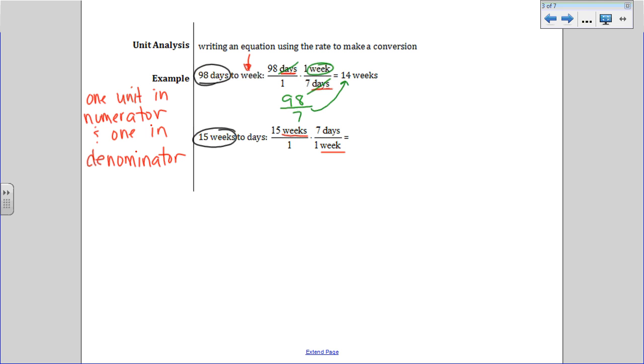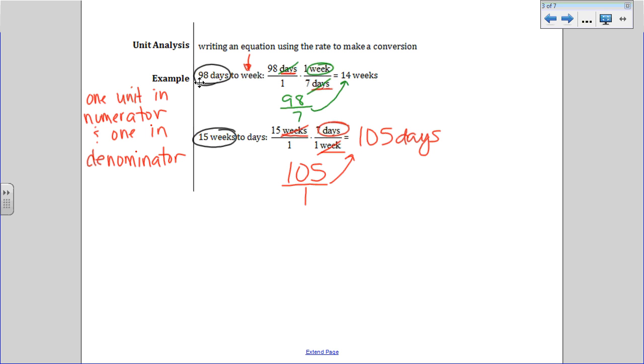So now I'm going to cancel out weeks. I have 15 times 7. If you need to, grab your calculator. 15 times 7 is 105. 1 times 1 is just 1. And so we get 105, and the only unit that's left is days. Okay? So that's what our unit analysis is going to look like.